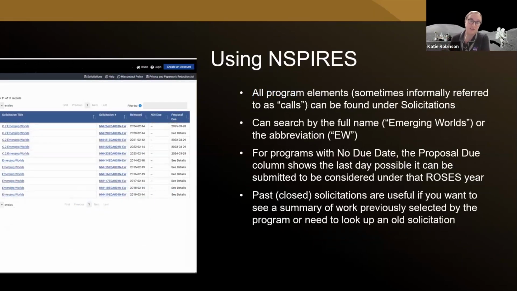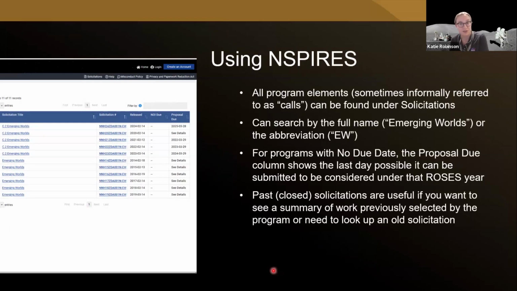You can find any of our solicitations under solicitations. You can search either by using the full program name, such as Emerging Worlds, or the abbreviation EW. For programs with no due date, you might see in this middle column here, the program proposal due date column. If the program has no due date, the proposal due date column shows the last day possible it can be submitted to be considered under that ROSES year.